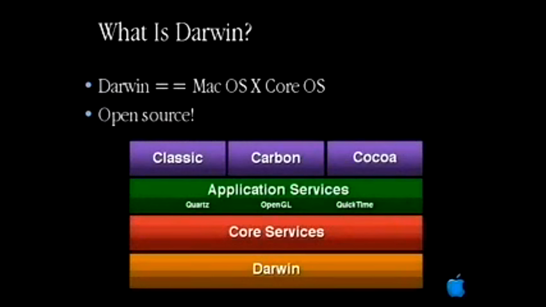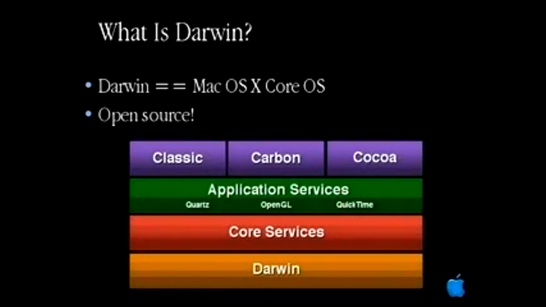So let's start with what is Darwin? We've talked about the CoreOS. We've talked about Darwin. I want to stress early on that Darwin and the macOS 10 CoreOS are synonymous terms. Darwin is the CoreOS of macOS 10. Throughout the sessions this week, you'll hear these terms used interchangeably, and I think it's important to note that these are equivalent terms.